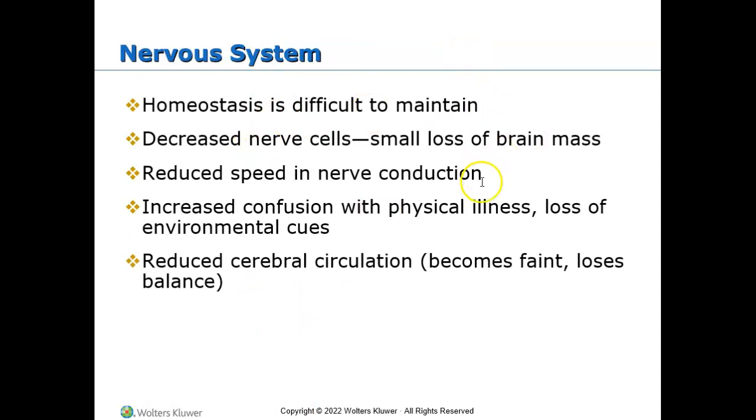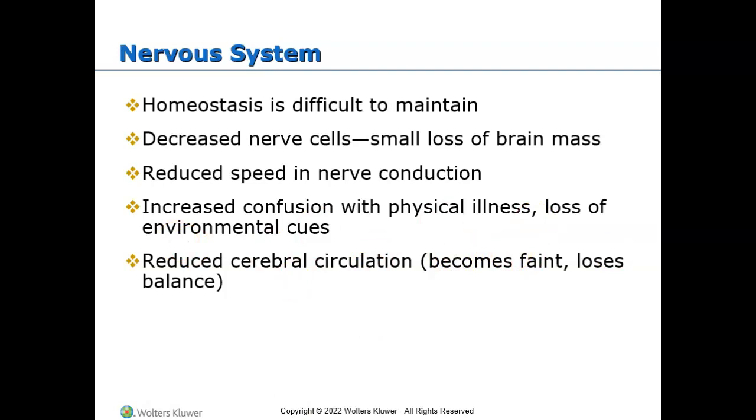Now we're on to the nervous system, reduced speed and nerve conduction, decreased nerve cells, so you have a small loss of the brain's mass. We'll see that a lot in diagnostics that look at CTs of the brain or MRIs. It'll say age-related brain mass loss or something. Reduced cerebral circulation, increased confusion with physical illness, or loss of environmental cues.